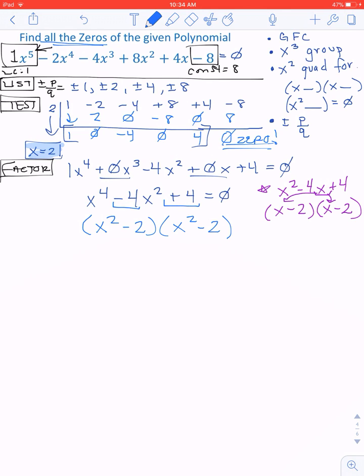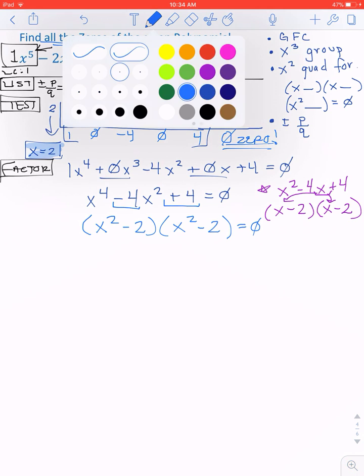X squared times x squared is x to the 4th. So your first two terms multiply to your first term. Your second two terms add to your b value, multiply to your c value. So what do we have? What do we call it when you have two pieces inside parentheses? Those are called binomials.